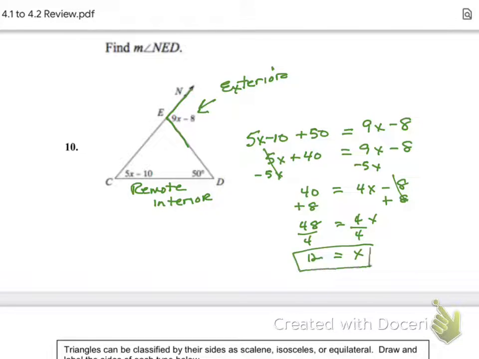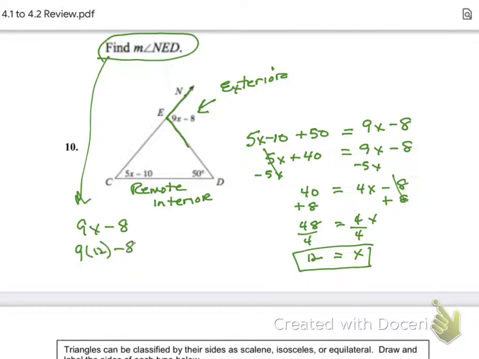We're not done yet though, because this says find the measure of NED. So NED, we'll do it down here, equals 9x minus 8, and 9 times 12 minus 8 is what we want. So 9 times 12 is 108, minus 8 gives me 100 degrees. That is the angle that we're looking for.